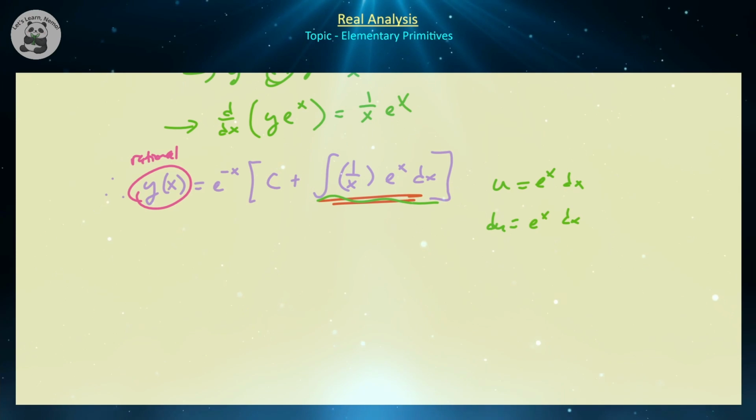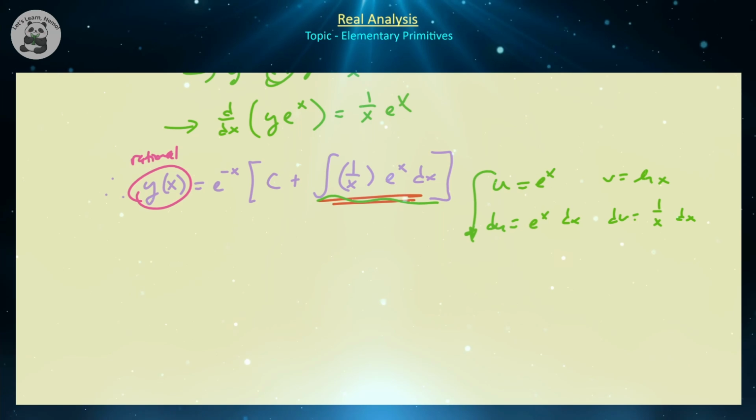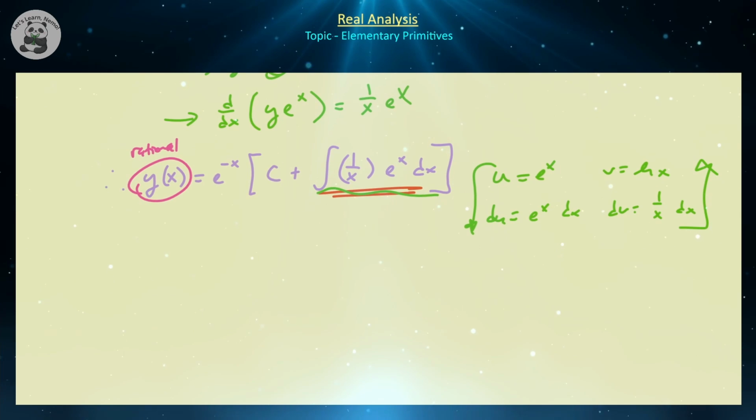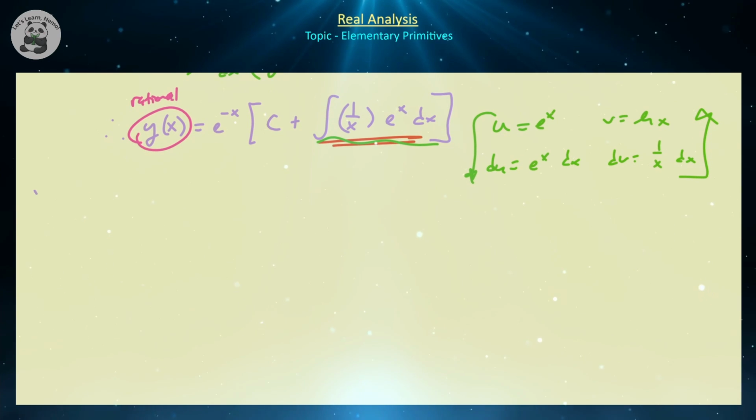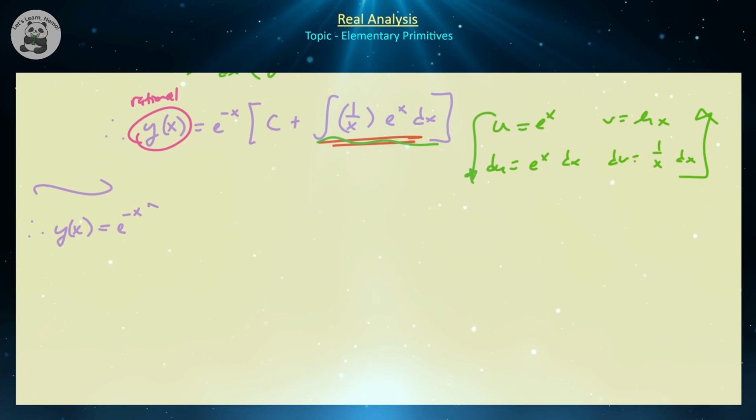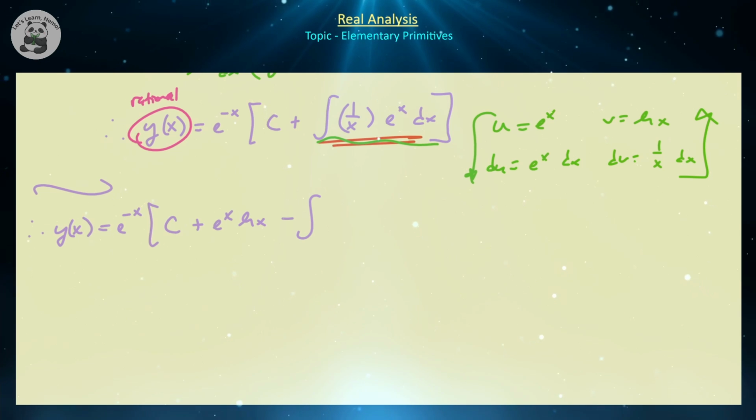And then we're going to have our dv to be equal to everything else. So dv will be equal to 1 over x dx, and its antiderivative is pretty friendly. We're going to have natural log of x. So once we have that, what are we going to have? We're going to have y of x equal to e to the minus x, then c plus uv, so e to the x ln x, minus the integral of v du. So we're going to have ln x e to the x dx.